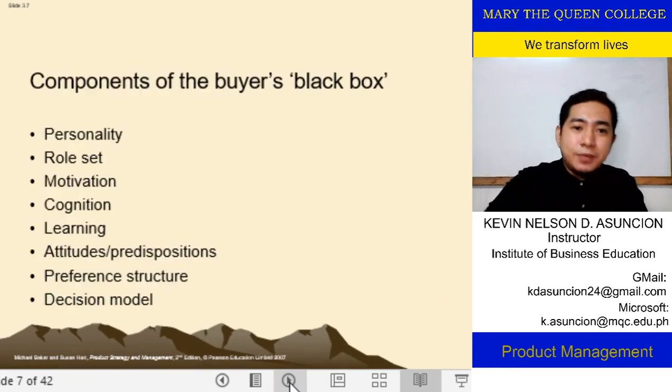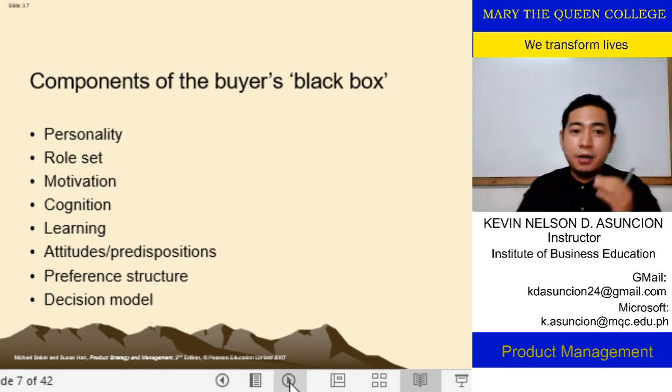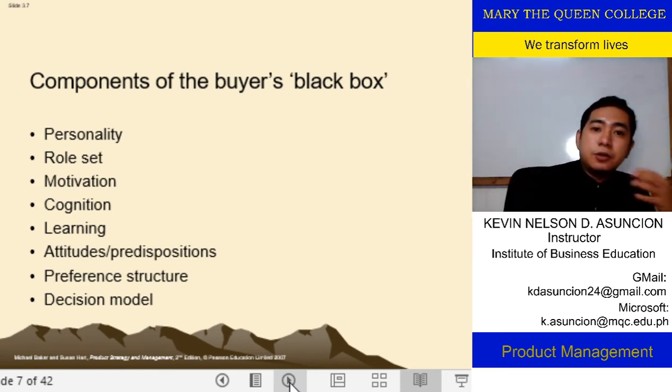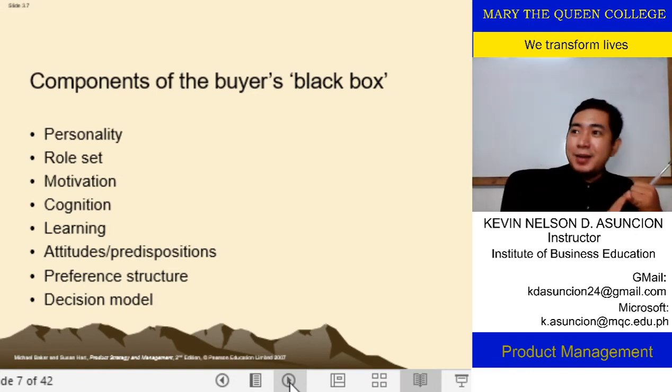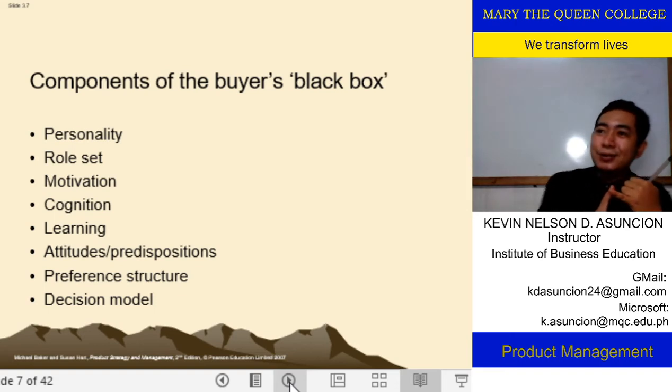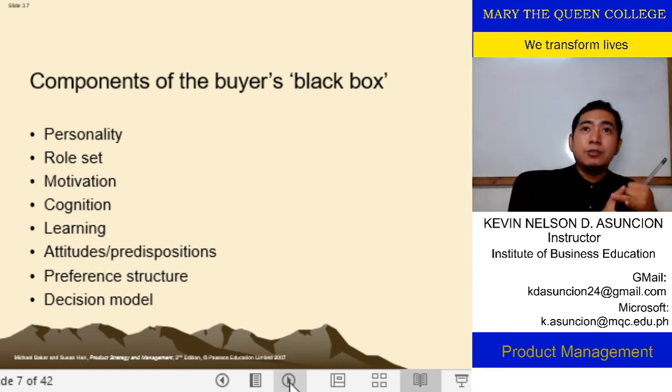Okay? So, components of the buyer's black box. So, this is just the summary of what is in the diagram. Your consumer behavior, your behavior as a consumer, is affected by your personality. Paano ka pinalaki? Ano yung tinuro sa inyo ng magulang mo? The role set, anong klaseng status mo sa lipunan?